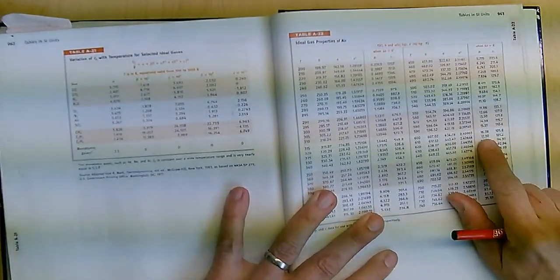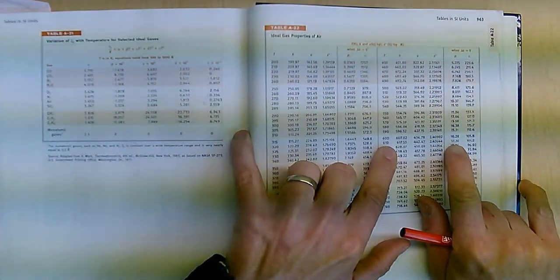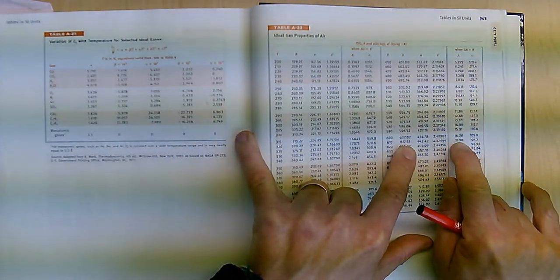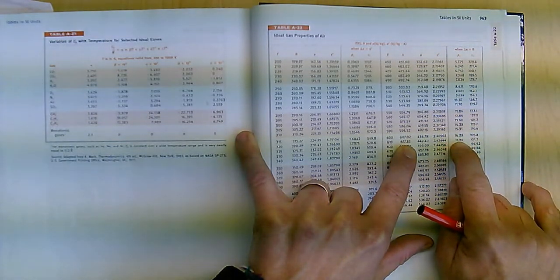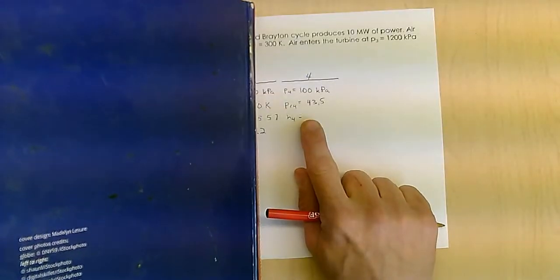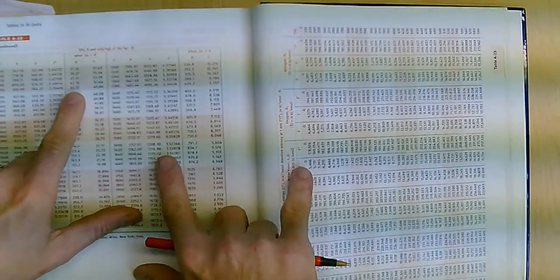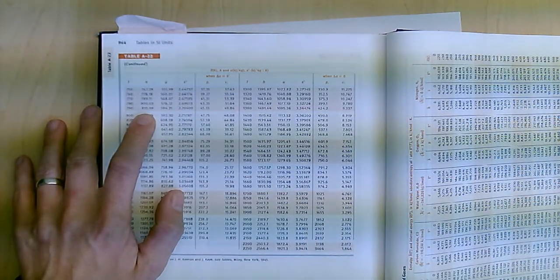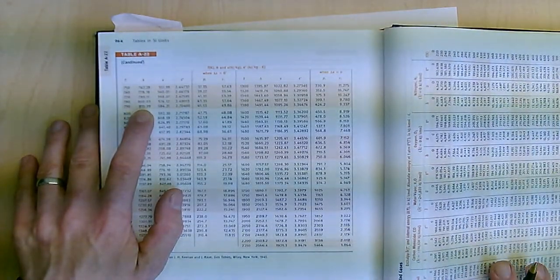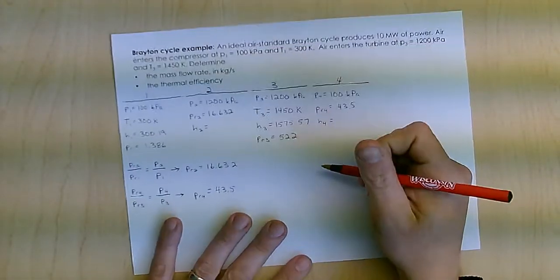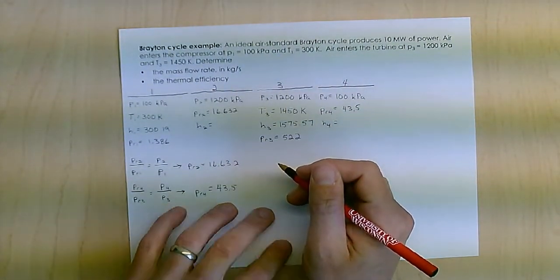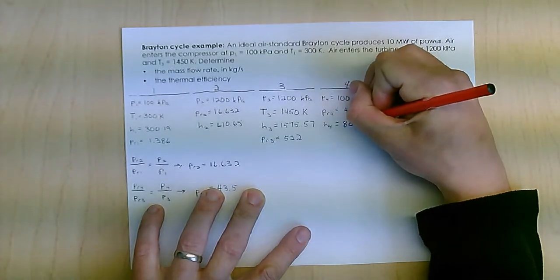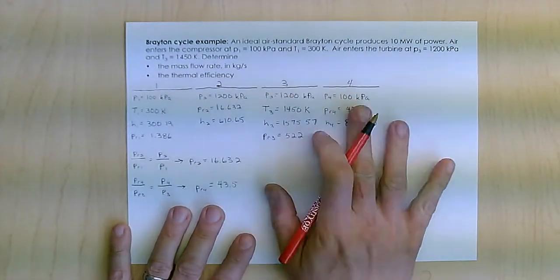For 16.6, you can see I'm over here just above 600 Kelvin. I can look up my H value, and it's going to be 610.65. Remember, my other PR value is 43.5, so that's going to be over here just above 780 Kelvin. That gives me an H value of 800.78 when I do the interpolation. So those H values are again 610.65 for H2, and H4 is 800.78. Set my states. That's the first step.